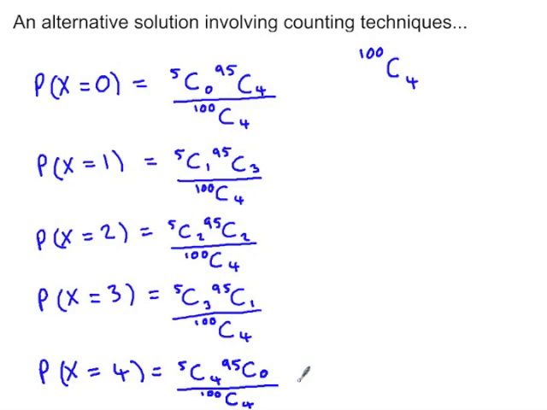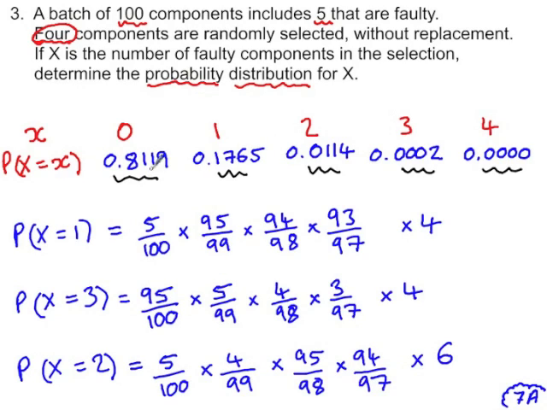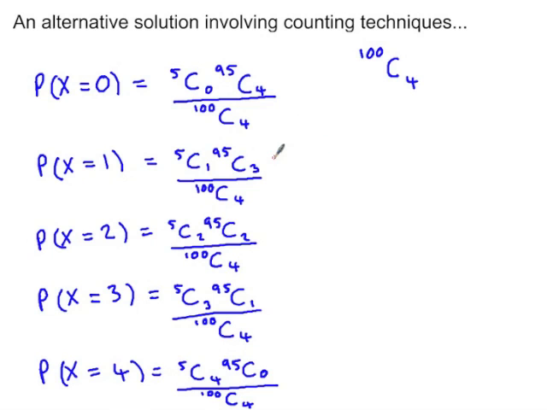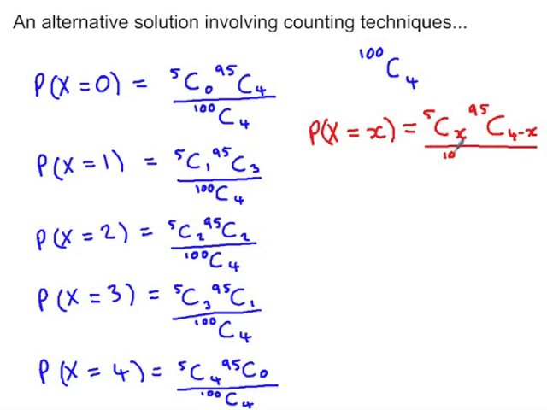So check these values with your calculator to make sure that we do get the same probabilities as before, and we could express our probabilities using a function. So the probability that x equals a particular value of x is 5 choose x multiplied by 95 choose 4 minus x all over 100 choose 4.